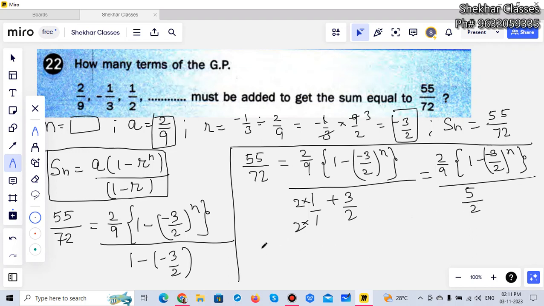Now after that we have to move everything to the left side, so we will move 5 upon 2 to this side, and even 2 upon 9, it will be 55 upon 72 into 5 by 2 into 9 by 2. 9 will become numerator, 2 will become denominator. This entire thing will go there. Either way you can do the same, it will come out the same, and is equal to 1 minus minus 3 by 2, the whole power n.